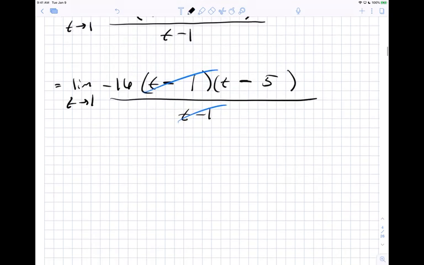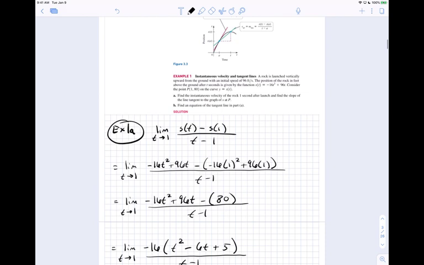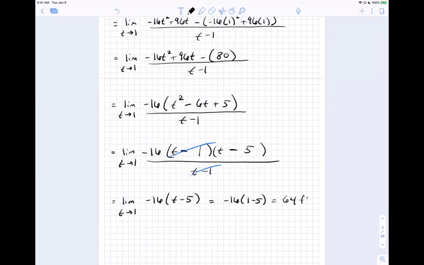So we keep going. We get the limit as t approaches 1 of negative 16 times t minus 5, because everything else is gone. Now we can use those rules that we had before and just plug in the 1. We couldn't plug in 1 before because we would get 0 over 0, so we have to manipulate it until we can plug it in. So here we have negative 16 times 1 minus 5. That's a negative 4. 40 plus 24 is 64. What are the units there? It should be feet per second. That's what I got when I did that one.